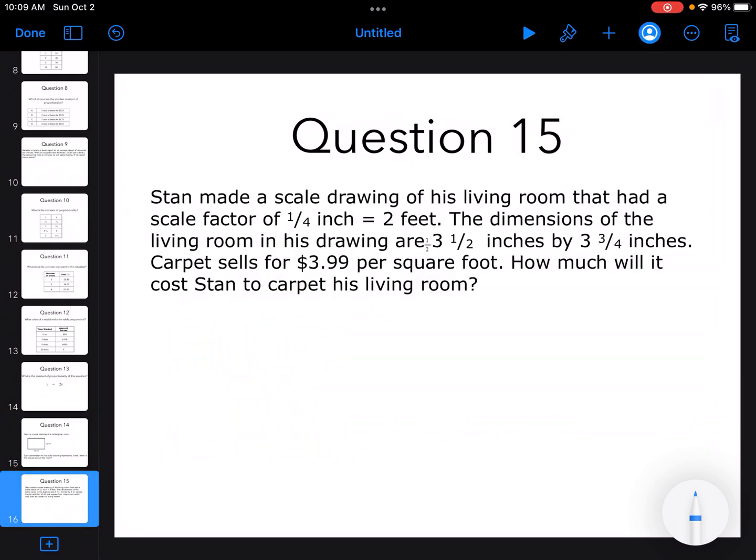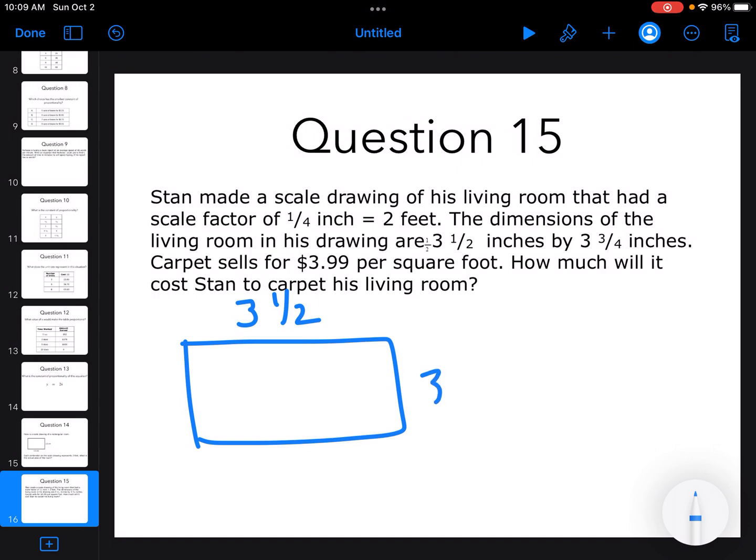Last question. Stan made a scale drawing of his living room. He had a scale factor of 1/4 inch equals 2 feet. The dimensions of his living room are 3.5 by 3 3/4. So this is where your yellow calculator is going to come in handy. Carpet sells for $3.99. How much will it cost Stan to carpet his living room?